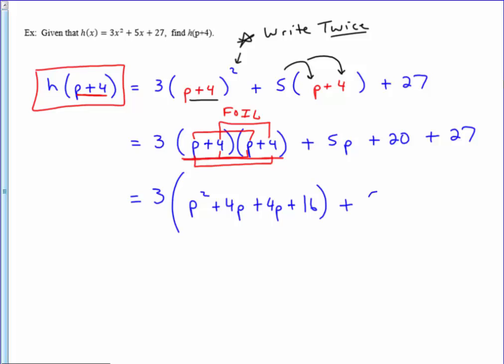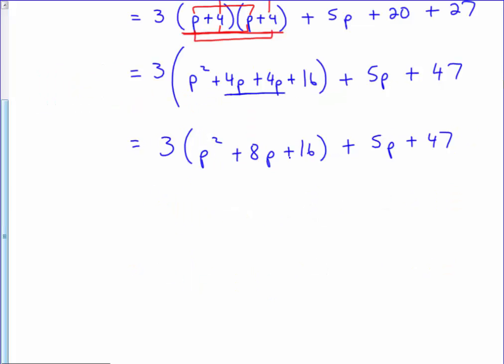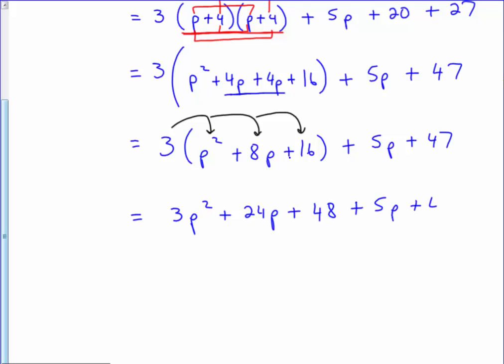And then I'm going to come over here and I'm going to combine my 20 and my 27. So I have 47. And then finally, a couple of things you can do. These two terms can be combined. I'll do that first. And then I can distribute the 3. So 3p squared plus 24p plus 48 plus 5p plus 47.